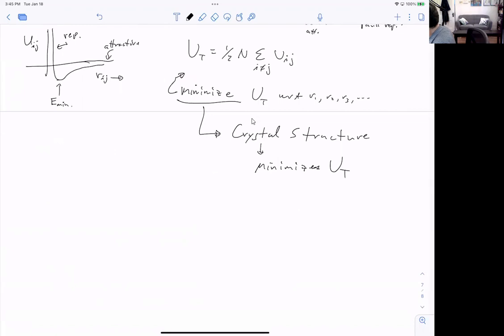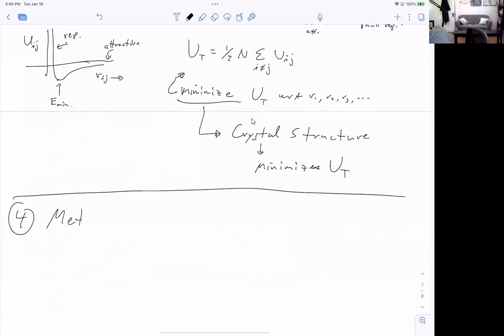The same idea as before. The last bonding type that we haven't talked about, the fourth type of bonding, is metallic bonding. We'll do that next time, because I realize I've gone pretty significantly over. So let's just stop here. That's the end of this lecture, and we'll do metallic bonding next time. Okay, bye-bye.